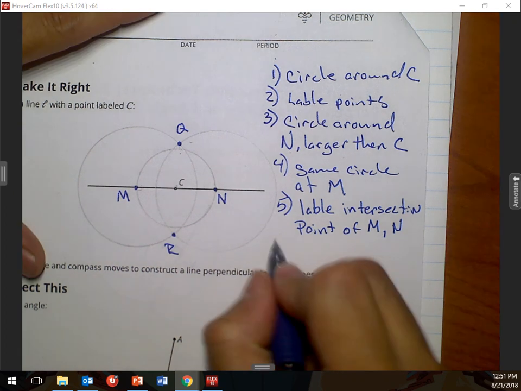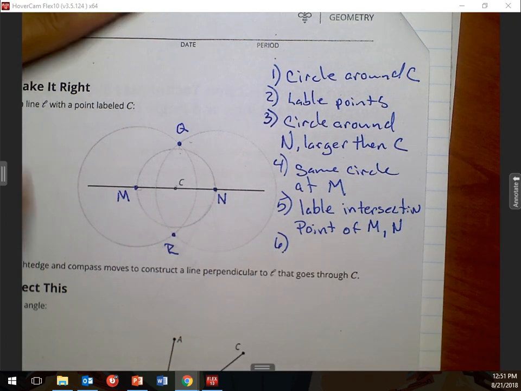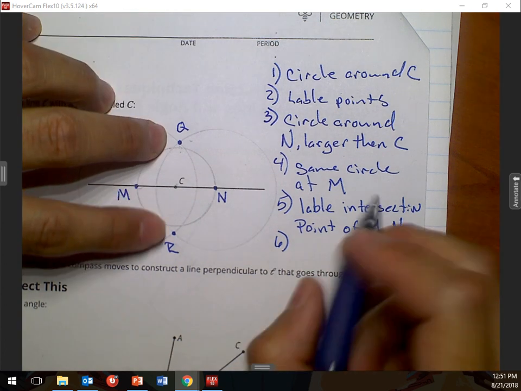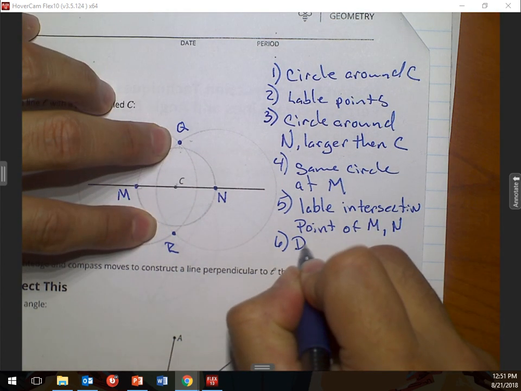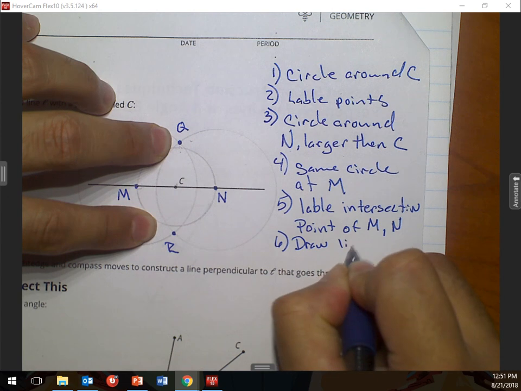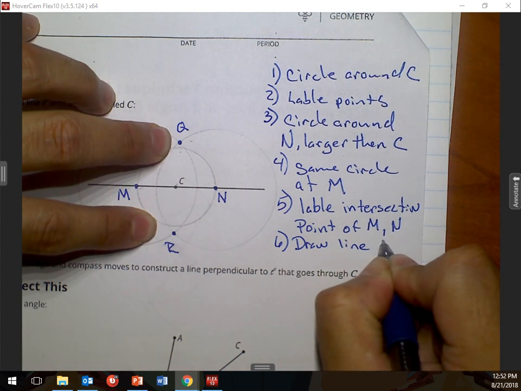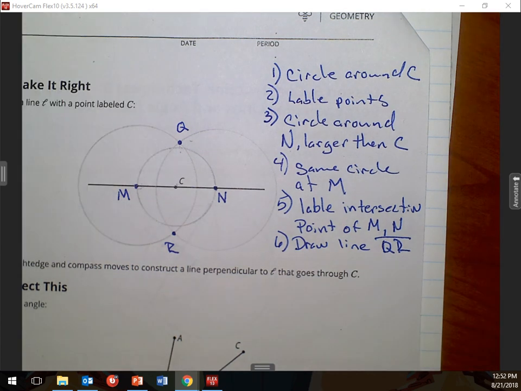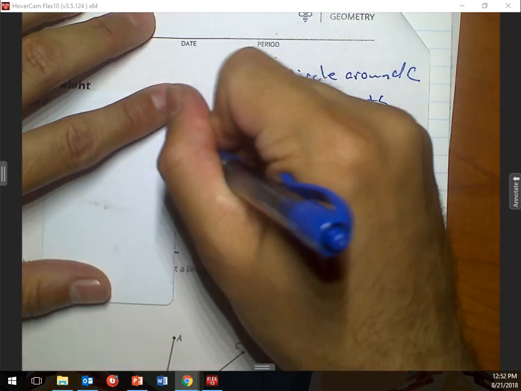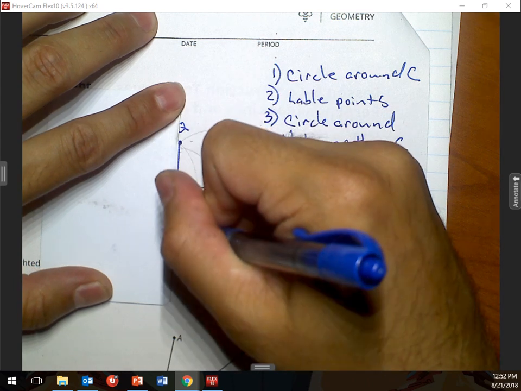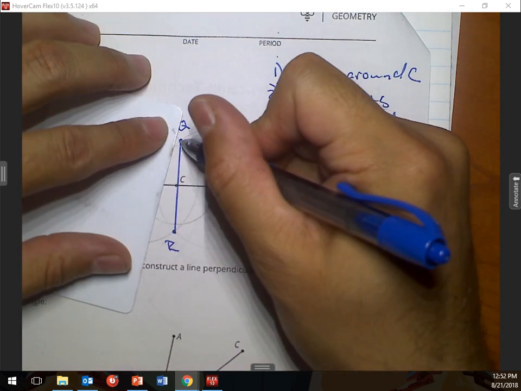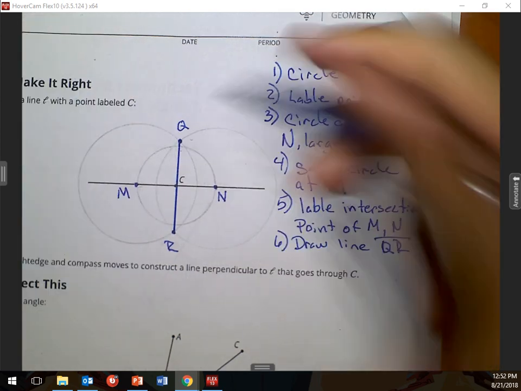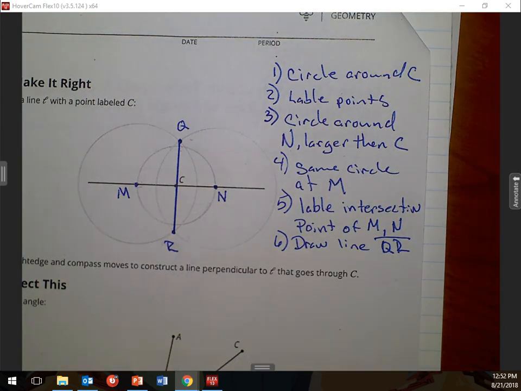So now, my step 6. What do you think my step 6 would be? Okay, draw a line QR. And if I did this correctly, it should go right through C, or it should be really, really close.